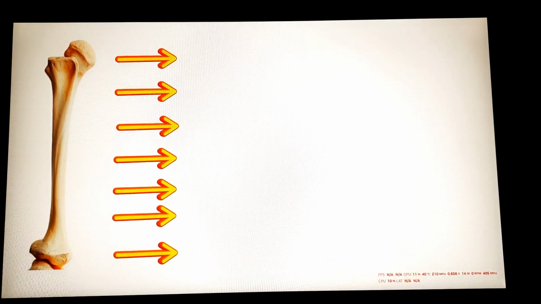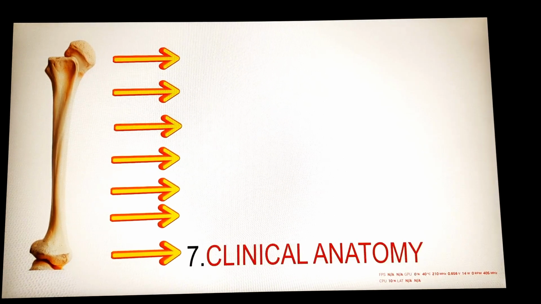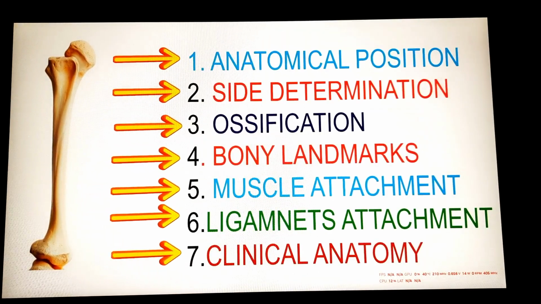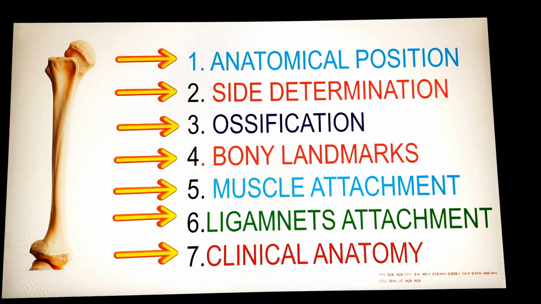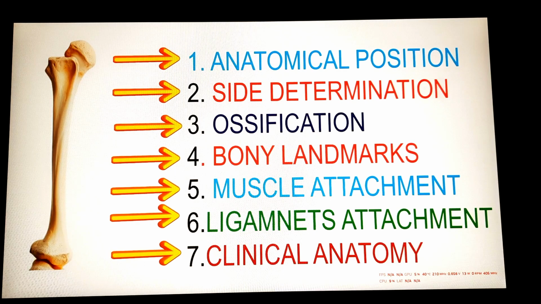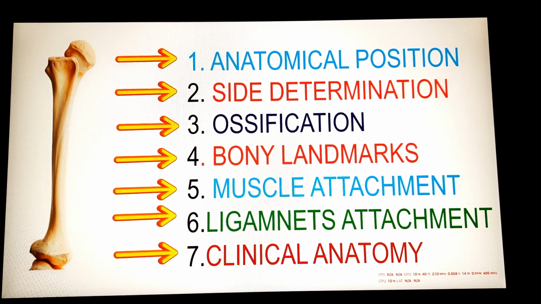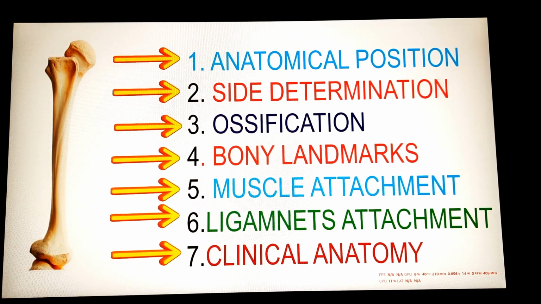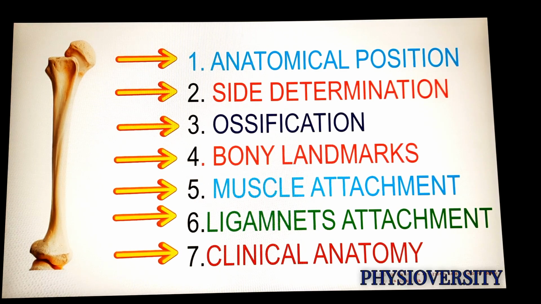So with these 7 headings, we can clearly understand what we need to remember when we are reading osteology. Once more to repeat, under these 7 points only we will be reading the osteology. With this we will end today's session, and in the next sessions we will be reading each of the bones of the human body one by one. So that's all about today's class.